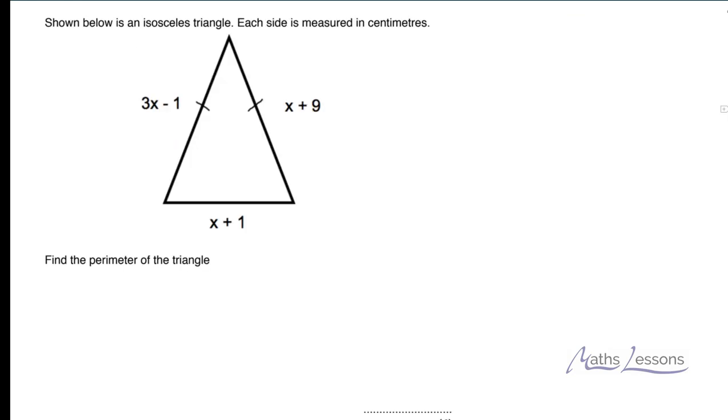Shown below is an isosceles triangle. Each side is measured in centimetres. Find the perimeter of the triangle. Okay, so it's an isosceles triangle. We know that these sides are equal, so we know that 3x minus 1 must equal x plus 9.